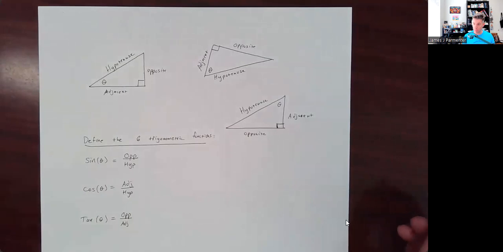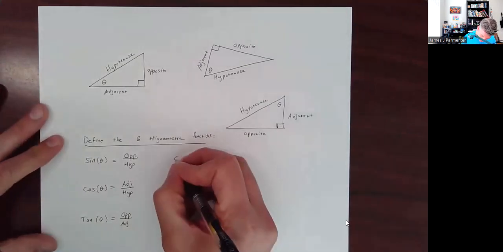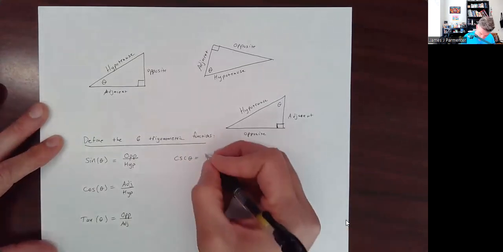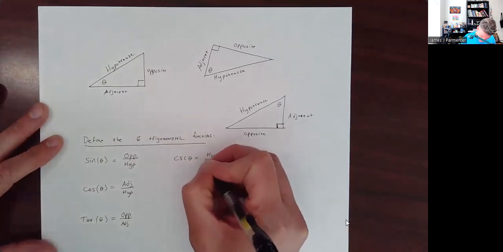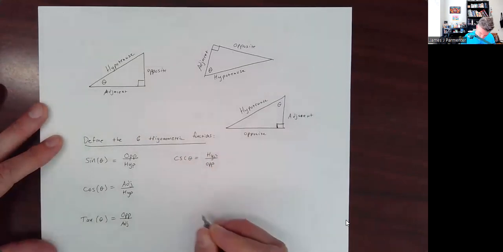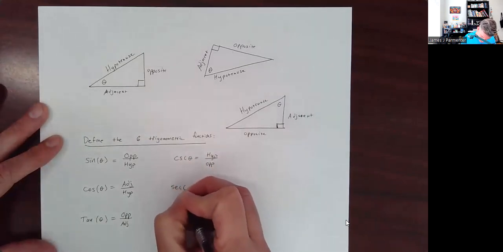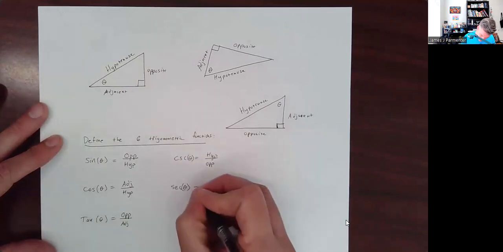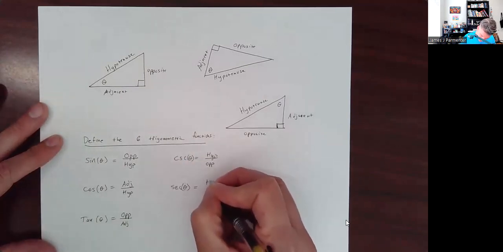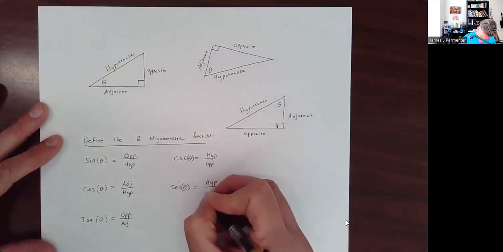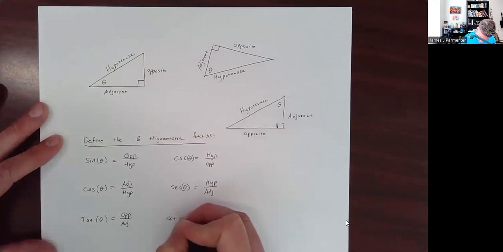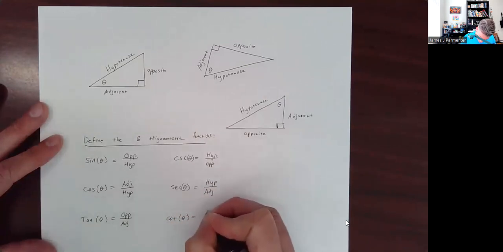So those are the three main trig functions, the primary trig functions, and the other three are called the reciprocal trig functions. So we have cosecant of theta, which is the reciprocal of sine. It's going to be the hypotenuse divided by the opposite. We have secant of theta. I'm going to use parentheses here. You don't have to use parentheses, but I like parentheses. Which is going to be the reciprocal of cosine, which is the hypotenuse divided by the adjacent. And finally, we have cotangent of theta, which is going to be the adjacent divided by the opposite.